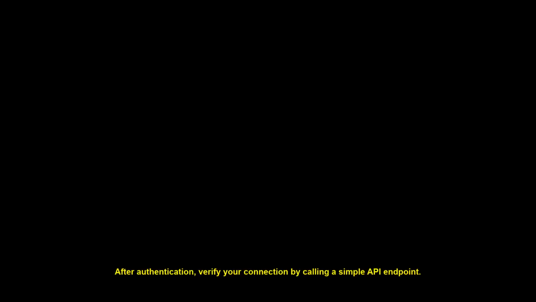After authentication, verify your connection by calling a simple API endpoint. For example, you can fetch the available projects using dr.Project.list. If the response returns a list of projects, your authentication is successful. Now you are ready to proceed with your AI deployment workflows.